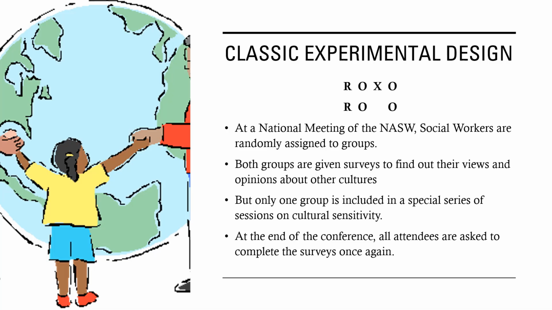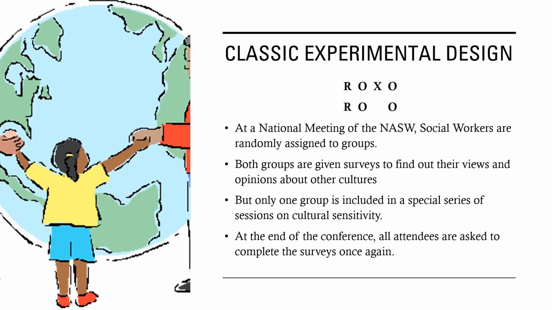And at this meeting, they randomly assign participants to either the experimental group or the control group. The experimental group will be given special training sessions on cultural sensitivity. Everyone will be given a pre-test assessment about perhaps cultural appreciation, which assesses views and opinions of other cultures. But again, only the experimental group would receive the cultural sensitivity training while the other would not.